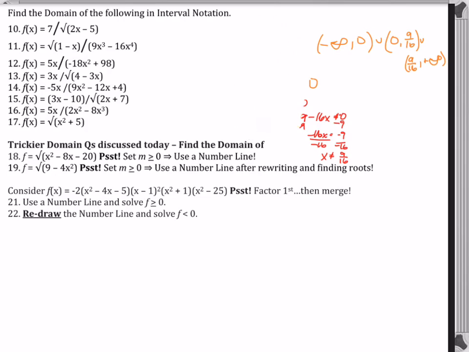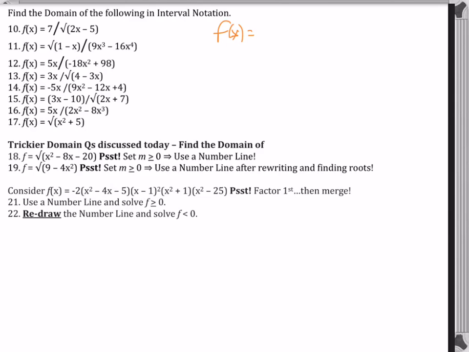And sure, we'll throw in one more here for this worksheet. Let's go ahead and do something like number 12. Okay, so it says f of x equals 5x over negative 18x squared plus 98. All right, so it's a rational function. I can't have 0 in my denominator, so I'm just going to say negative 18x squared plus 98 cannot be 0.